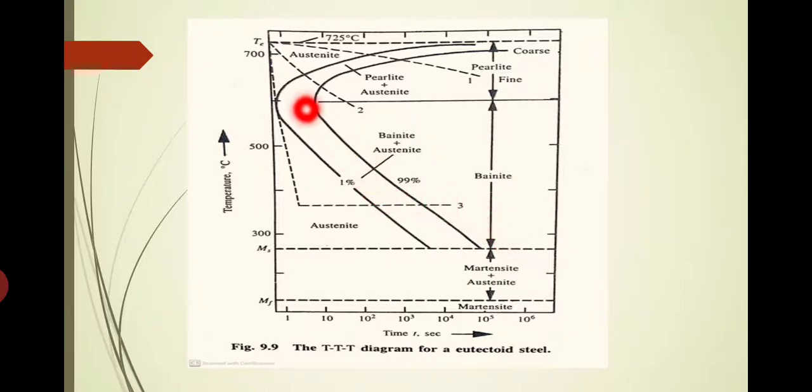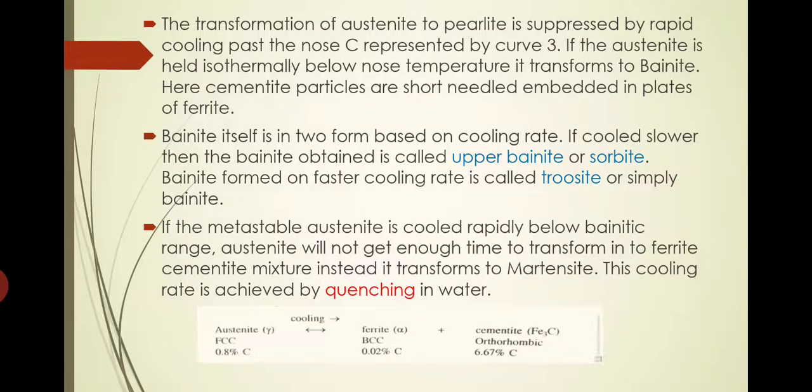So in this region, below this horizontal line, the transformation is from austenite to bainite only, not to pearlite. So here we will have bainite plus austenite in this region, and below this region we will have direct martensite. So martensite plus austenite will be there in this region. So that is all about the TTT diagram.